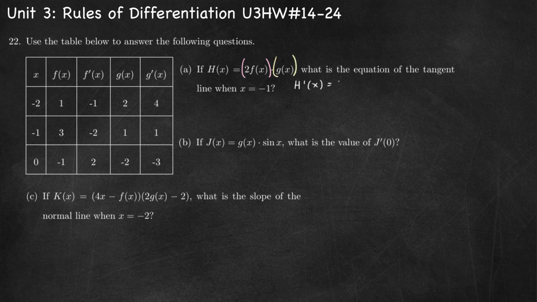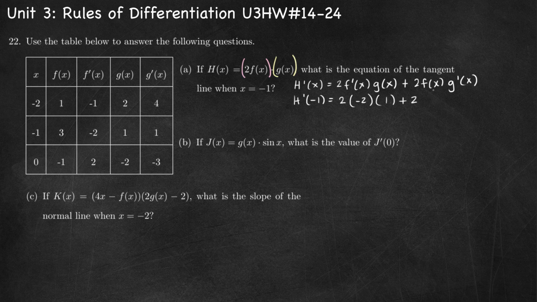So I want the derivative of my first, which is 2f prime x, times my second, plus the first times the derivative of the second. Now h prime of negative 1 equals 2 times f prime of negative 1. F prime of negative 1, I'm reading from the table, is negative 2, times g of x, so g of negative 1. G of negative 1, we're reading from the table, is 1.